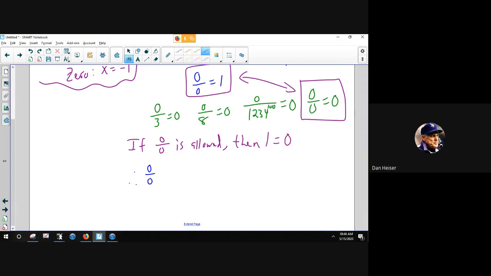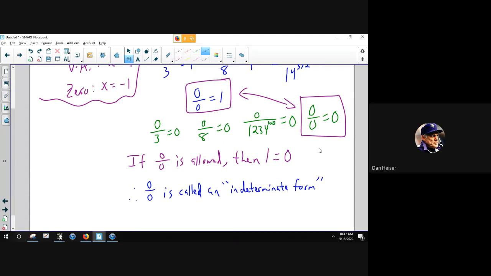Therefore, 0 over 0 is called an indeterminate form. It's an indeterminate form. An indeterminate form is something that calculus people will learn about in the fall. I will leave it there. We can't determine it because we don't know which one of these is actually correct. If either one is correct, we can't determine that.